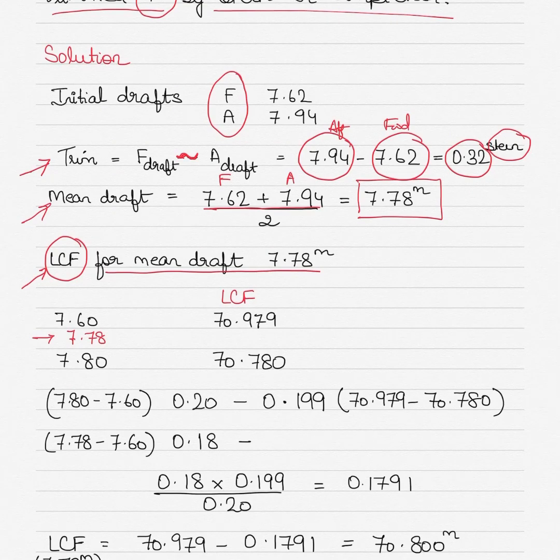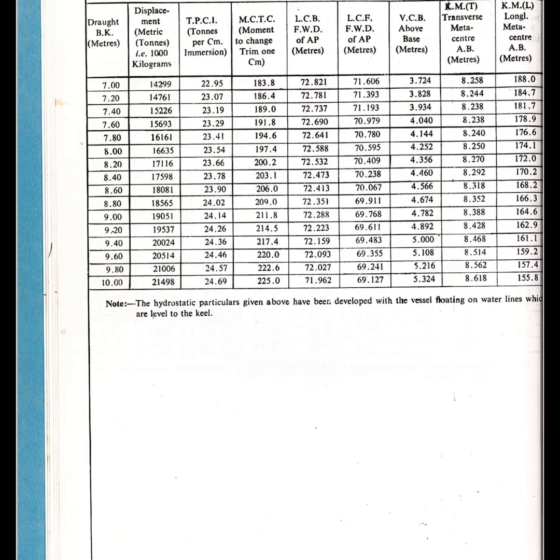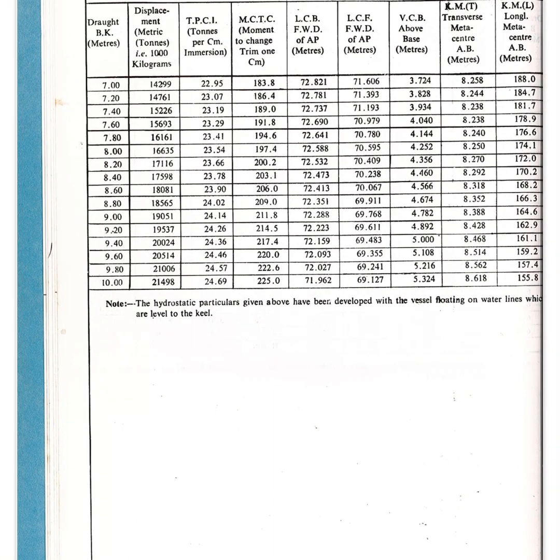So basically you have to go into the hydrostatic tables for MV Hindship, and from those tables you have to find out the LCF value for 7.6 meters of draft and 7.8 meters of draft, because 7.78, which is the required mean draft, lies between these two values, and the hydrostatic tables don't provide values for the exact draft of 7.78. So let's go into the hydrostatic tables here. We have 7.6 and 7.8 as the draft, but we don't have 7.78.